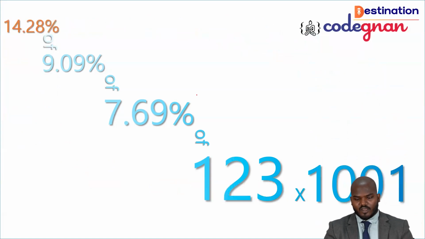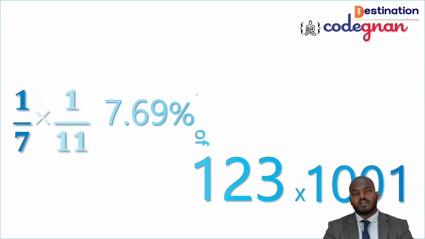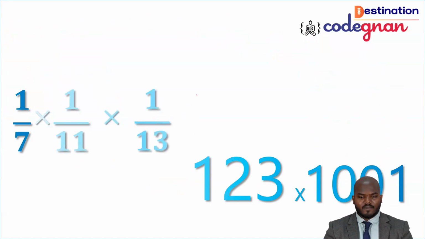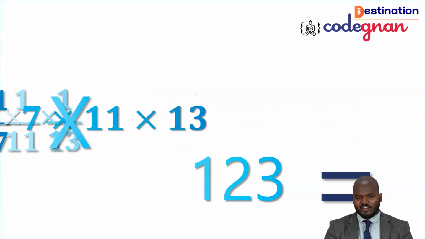Once I replace this, I can make it 1 by 7. Next, 9.09 means what? I can call it 1 by 11. 7.69 means we can call it 1 by 13 there. And next, 1001, we can also write by breaking it into the factors of the number like this. Once I write this, all the numbers in the numerator we can cancel against the denominator.